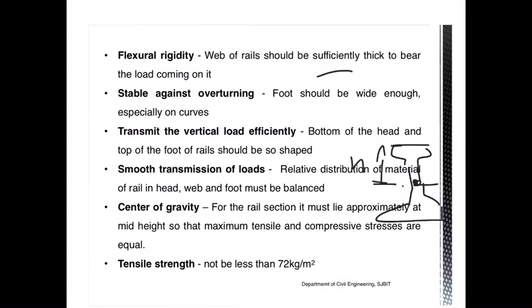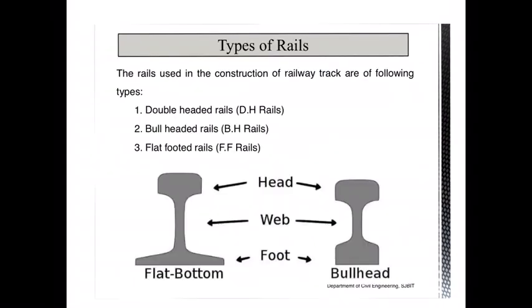Also, the maximum tensile stress that is developed must be equal to the maximum compressive stress. And the tensile strength developed on a rail piece should not be less than 72 kg per meter square. So these are some of the ideal requirements that should be fulfilled by the rail section to perform its functions. Next, we'll move on to the different types of rails.